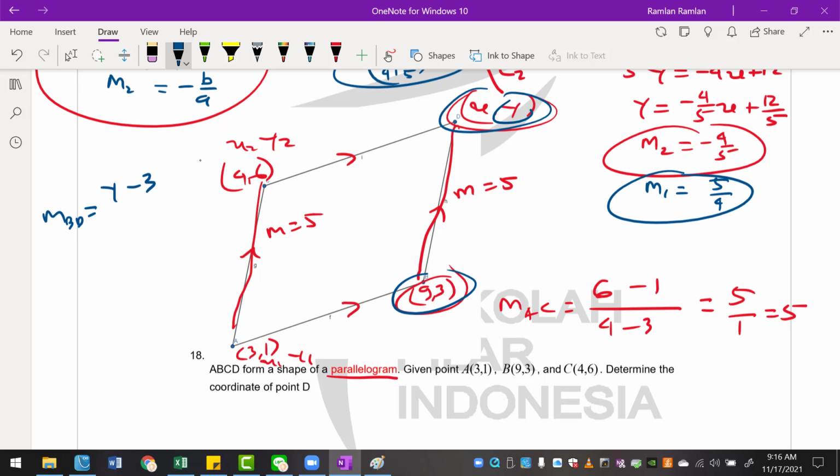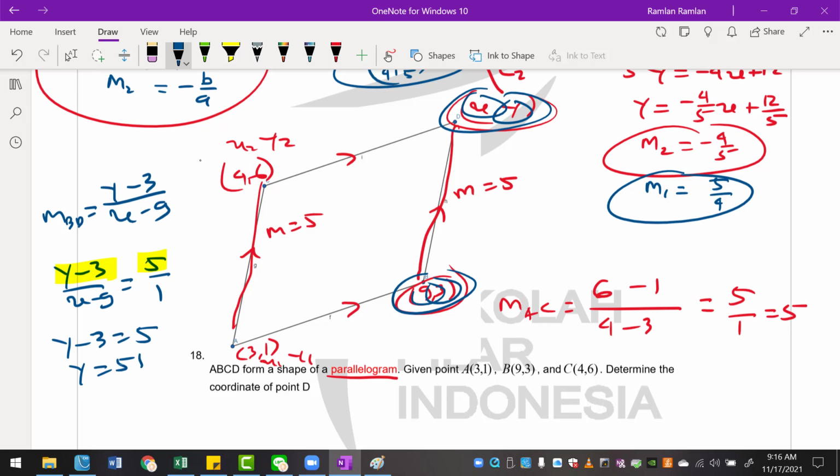y minus 3 over x minus 9. That's it. So y minus 3 over x minus 9 will be equal to 5 over 1. So this one equals to this one, and this one equals to this one, so we can do it one by one. We can find y using this equation here. So I will get y minus 3 equals 5, then y equals 5 plus 3, and y equals 8. I get the value of y.